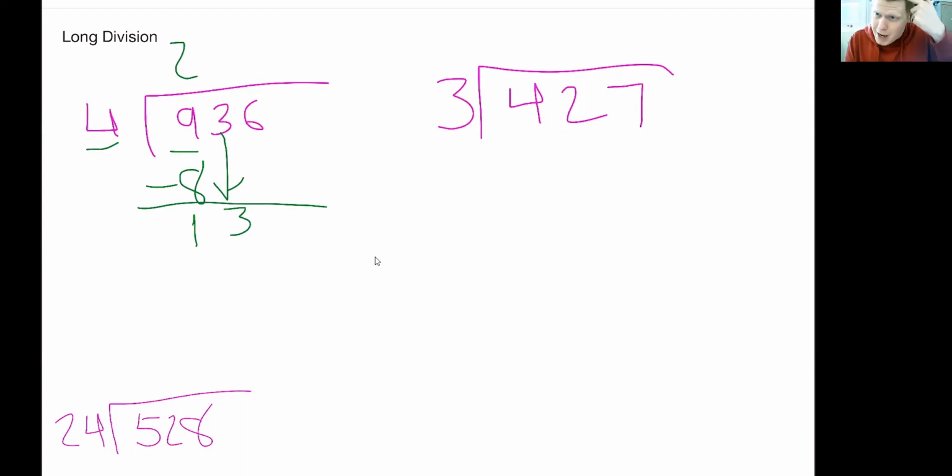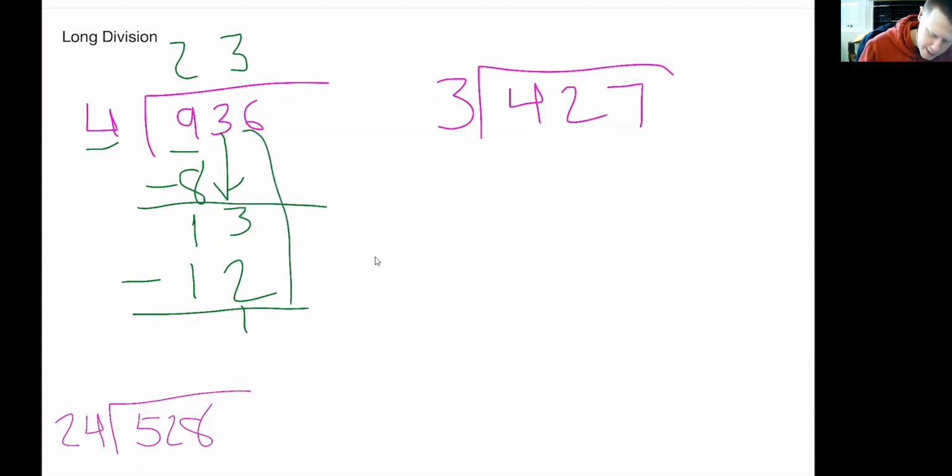In my head or on my fingers, I count 4, 8, 12. So it would go in 3 times. And that would be 12. 3 times 4 would be 12. So then you're going to subtract 13 minus 12. That would be 1, because 3 minus 2 is 1, 1 minus 1 is 0. So we just get a 1.